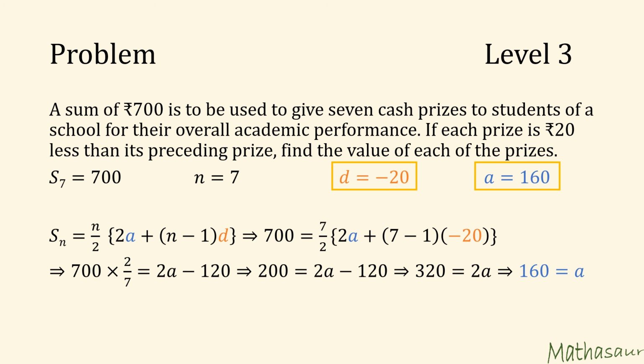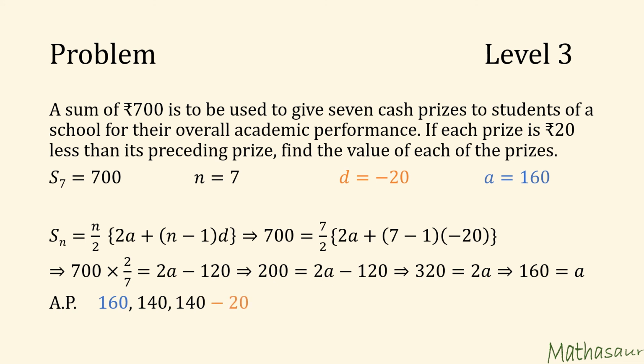Now we know the values for a and d, so we can easily figure out the arithmetic progression. The first term is 160. The second term would be 160 plus the common difference, which is minus 20. This gives us 140. The next term would be 140 minus 20, and so on. Note that we only have to find out 7 cash prizes, so we shall stop at the 7th term.